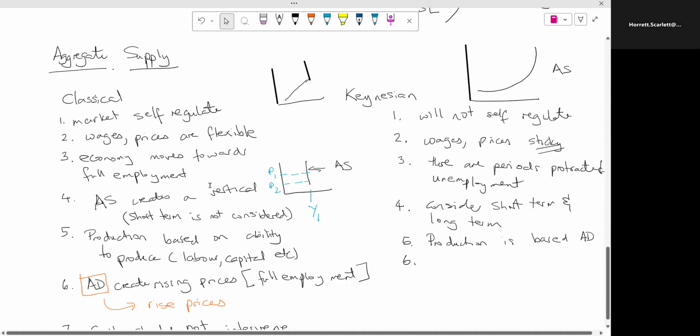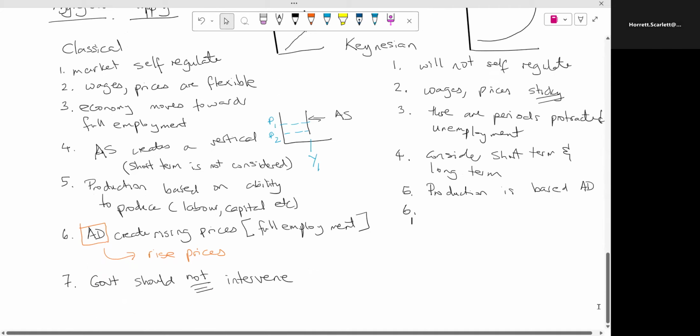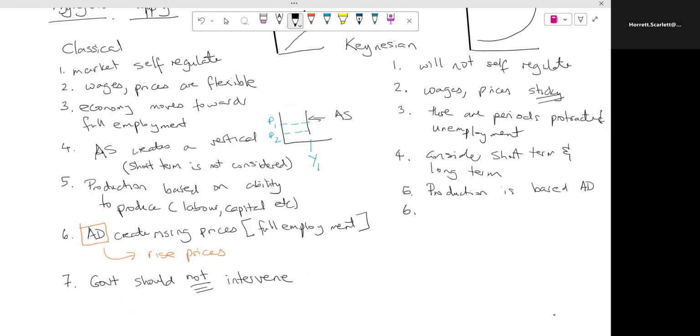Now, whereas aggregate demand creates rising prices under the classical model, he is putting forward the theory that aggregate demand will create more production, which is basically the same thing that we have said in point 5. So aggregate demand is not going to just create rising prices. It's going to, first of all, create more productivity until we reach that point where we are operating at the optimal threshold of our productive capacities.